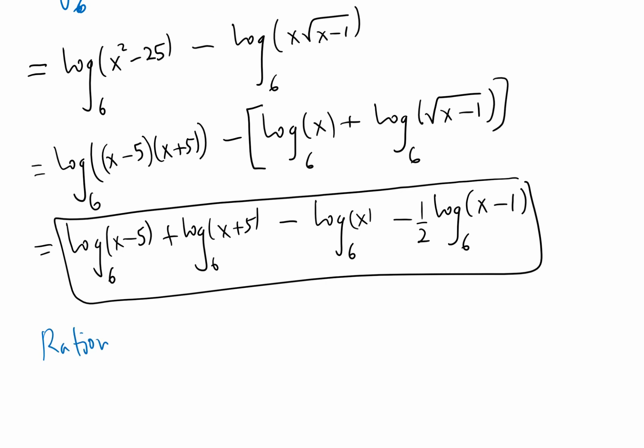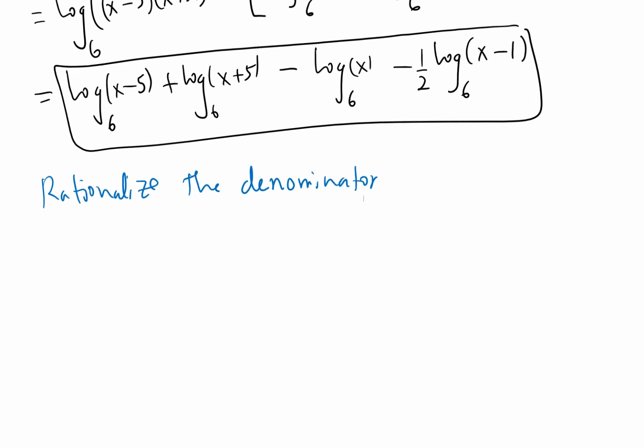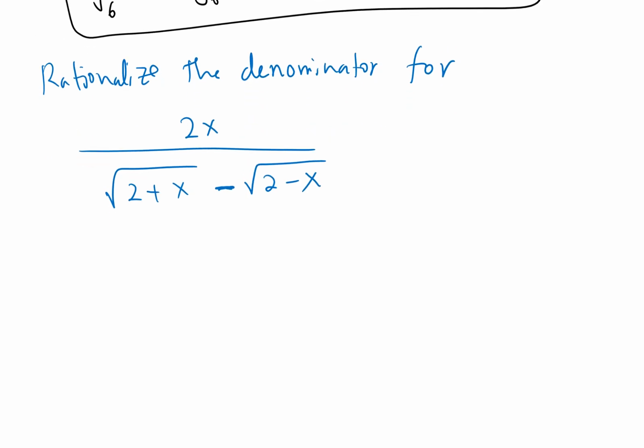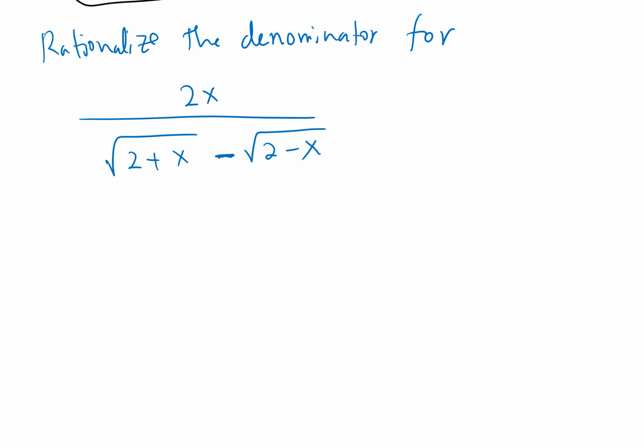Rationalize the denominator. Rationalize the denominator for, let's say, this fraction, the square root of 2 plus x minus the square root of 2 minus x, and 2x on the top. We need to rationalize the denominator for this expression. I hope everyone tried it.